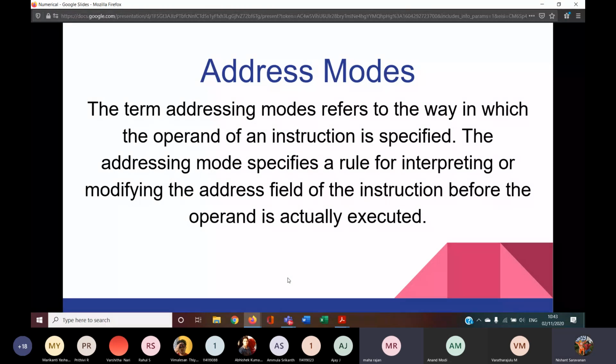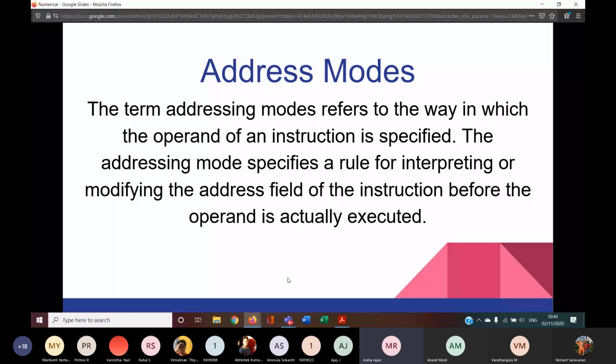Now we look at the addressing modes. What are addressing modes? Addressing modes refer to the way in which the operand of the instruction is specified. The addressing mode specifies a rule for interpreting or modifying the address fields of the instruction before the operand is actually executed. An assembly language program consists of two parts: opcode and operand.